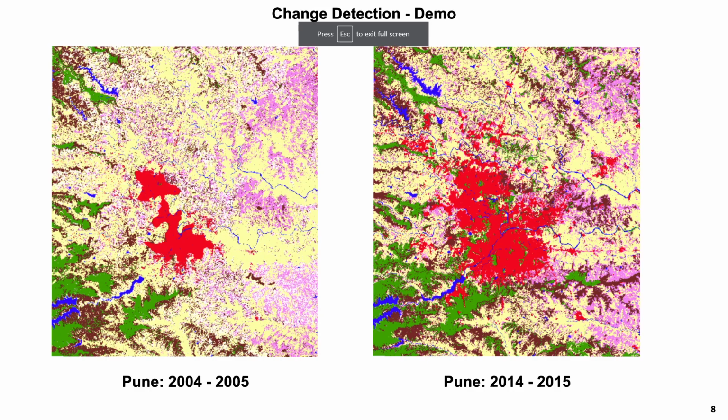This is for Pune city. The first land use is between 2004 and 2005. The second land use is 2014 to 15. So a 10 years gap. You can see it from the land use itself. Red pixels are your urban area, and yellow pixels are your agriculture, fallow, forest, and brown is your barren lands, and blue is your water body.